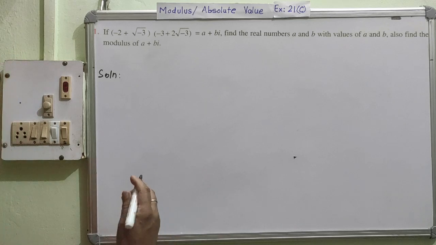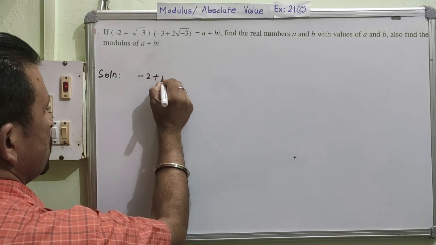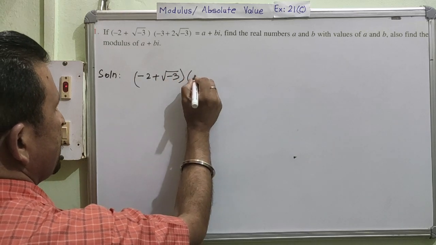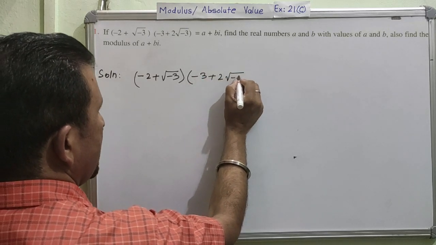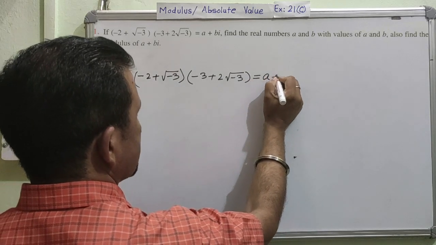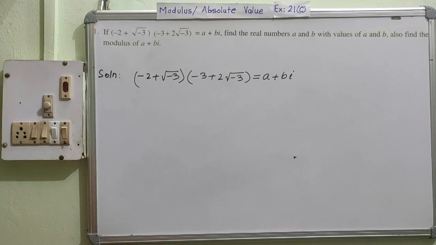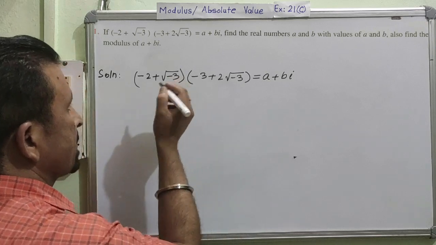So we are going to begin this question. This question is (negative 2 plus root over negative 3) times (negative 3 plus 2 root over negative 3) is equal to a plus bi. This is the given statement, right? So solving this statement, we will be finding the values of a and b. So let us start solving.